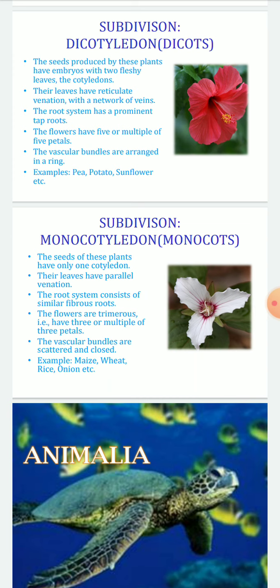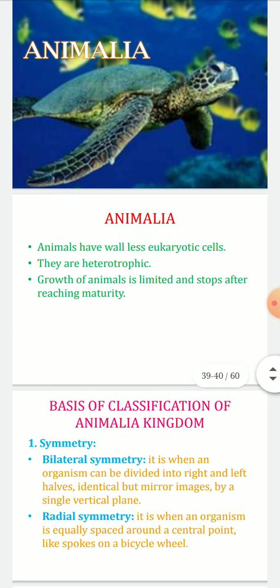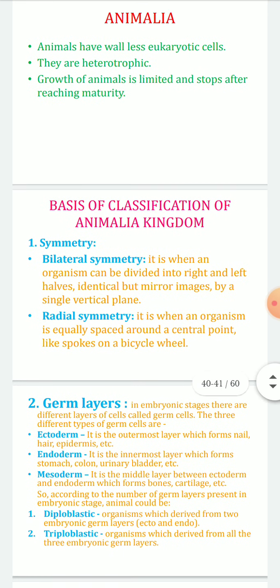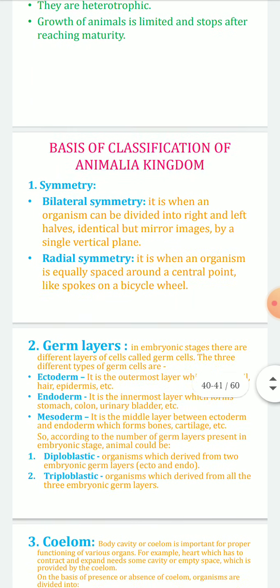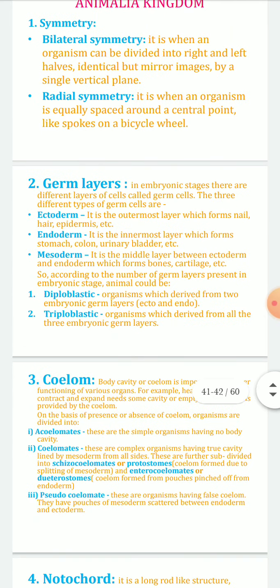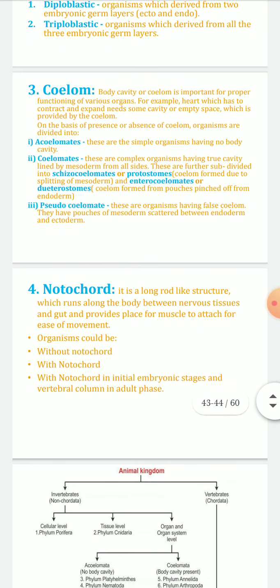Now we'll discuss about the kingdom Animalia. Animalia refers to the animals. Animals have eukaryotic cells, and they are heterotrophic. Growth of animals is limited and stops after reaching maturity. Basis of classification of Animalia kingdom: symmetry, the germ layers, the coelom, and the notochord.